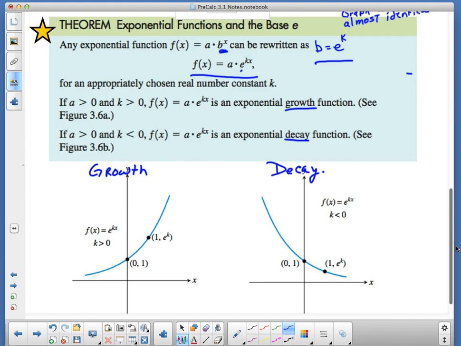Now, if a is greater than 0, and k is greater than 0, then it's a growth function. A is still greater than 0, and k is less than 0, it's decay. Make sure you get that picture. Make sure you look at decay and growth so you know the difference of the two, and you know what's determining it.